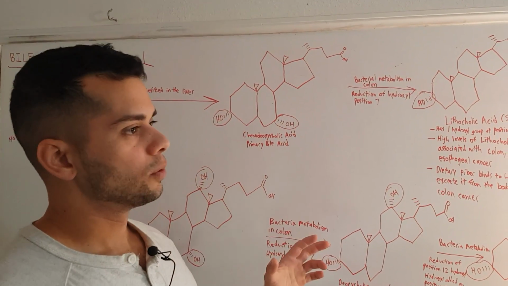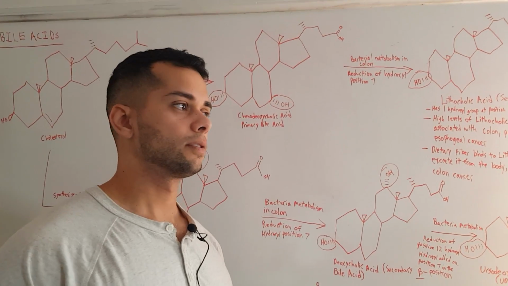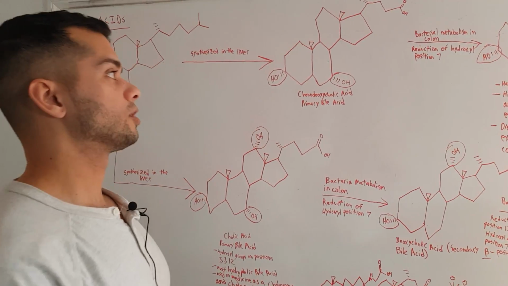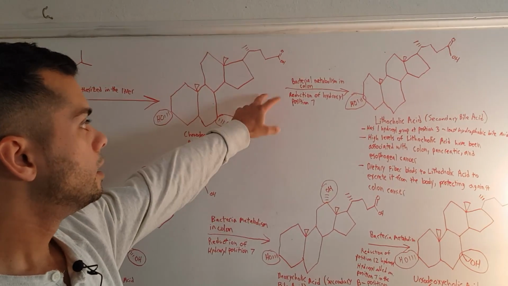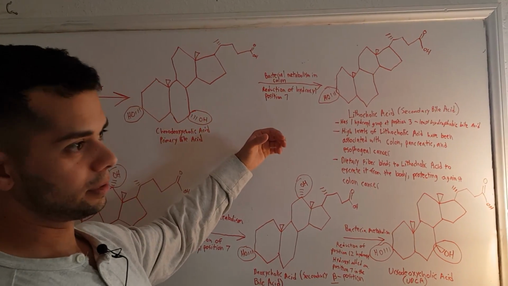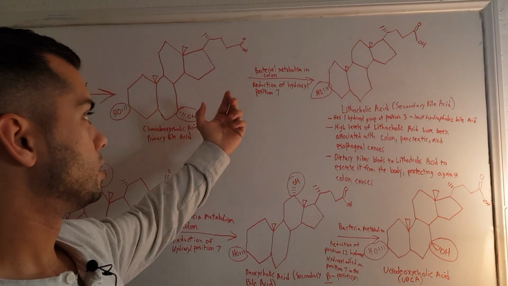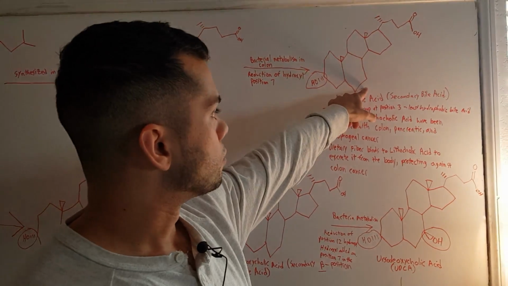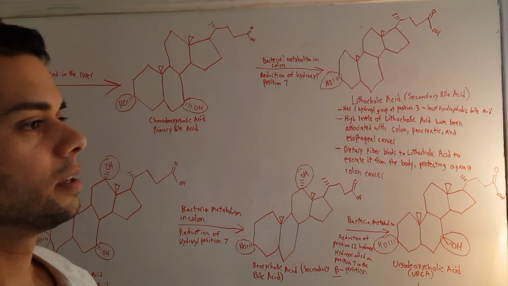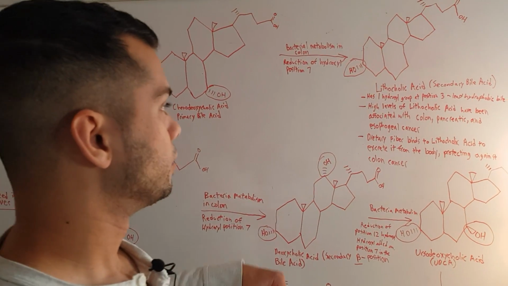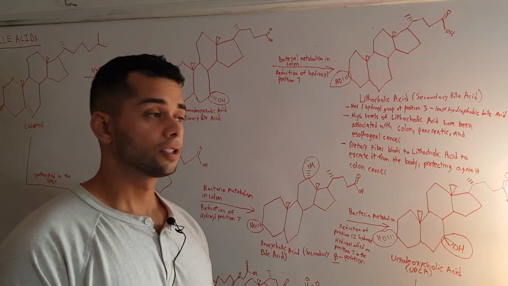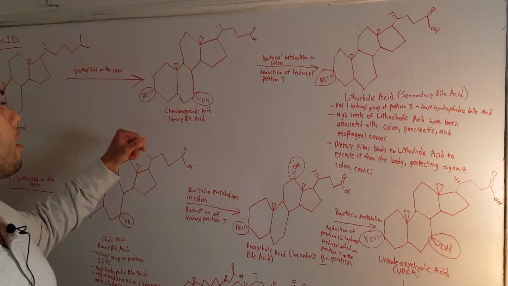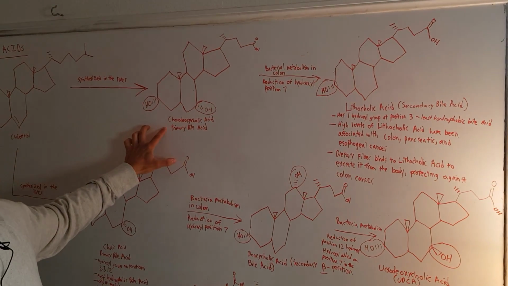So from those, we determine the secondary bile acids from various bacterial metabolizing reactions. So right here, we'll have a bacterial metabolism in the colon, which results in a reduction of the hydroxyl group from position 7. Right here, the hydroxyl group gets removed. And this is another secondary bile acid in the human body known as lithocholic acid. So lithocholic acid is a secondary bile acid that is derived from the primary bile acid, chenodeoxycholic acid.